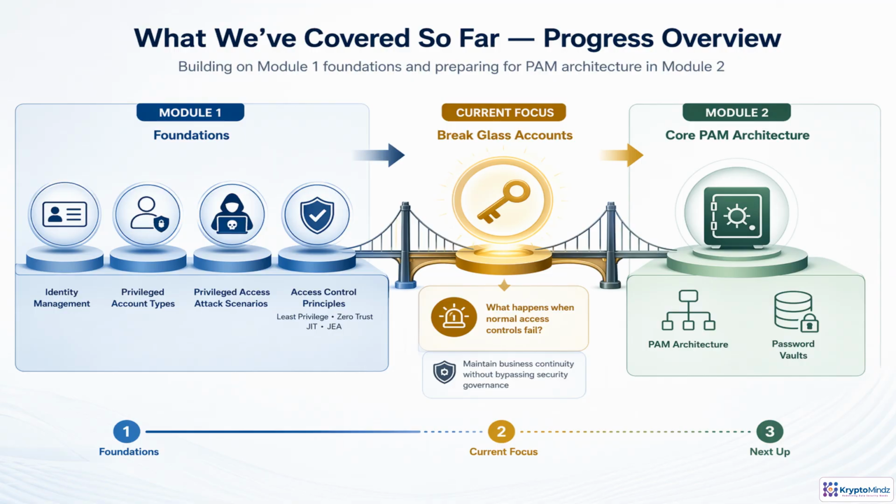We've already built the foundation: identity, privileged accounts, attack paths, and modern access control principles. Now we focus on break glass access, the safety mechanism for failure scenarios. It connects emergency continuity with governance and prepares us for Module 2, where we move into PAM architecture and vault controls.